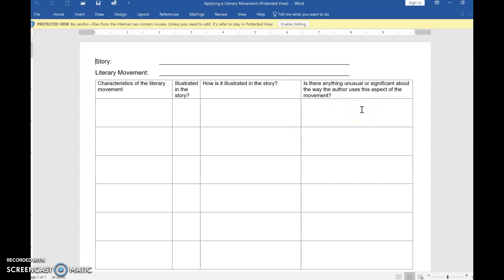And then finally, comment: is there anything unusual or significant about the way that the author uses that aspect of the movement? So this will give you some great ideas to write about for the essay if you want to do the one on applying the literary movement of regionalism, realism, or naturalism to one of our short stories.